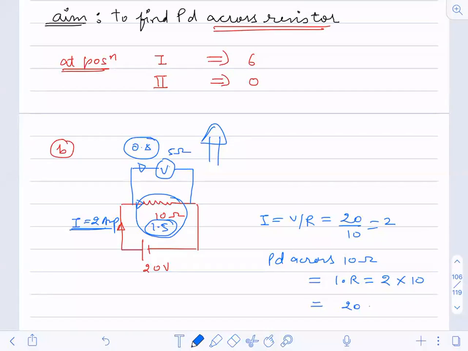Okay, is it understood now? Everybody understood this point? Is anyone still having a doubt?